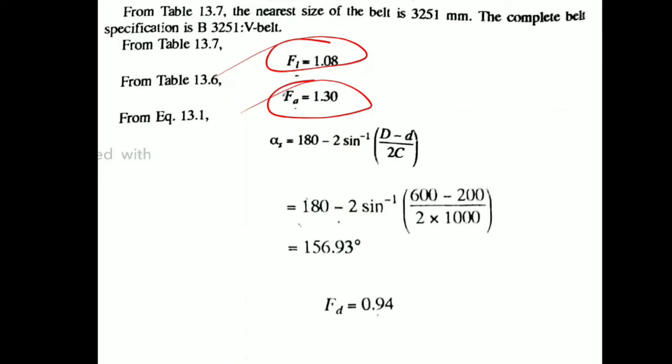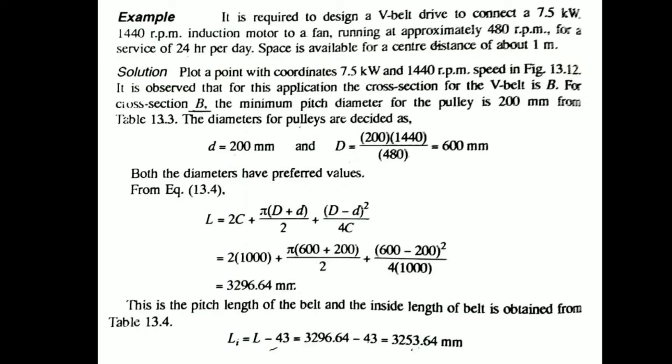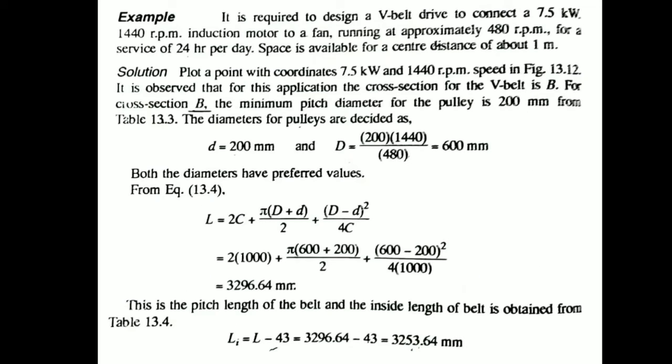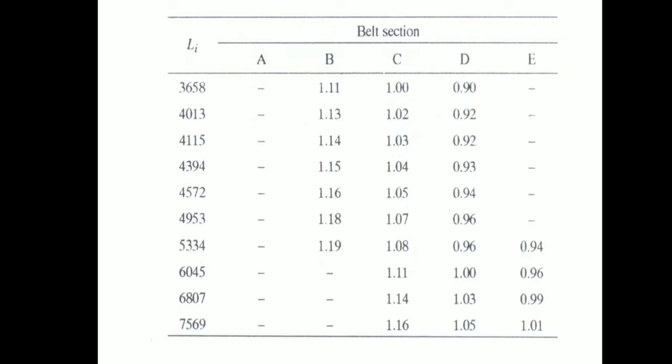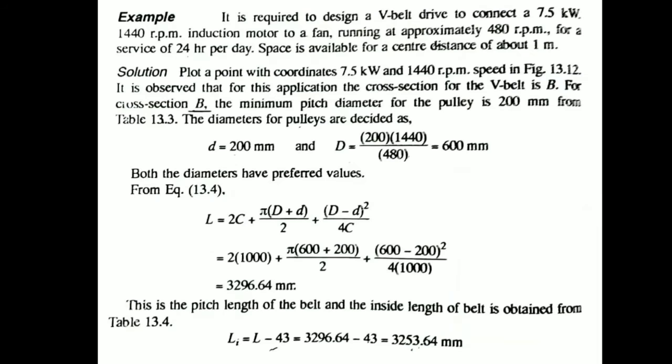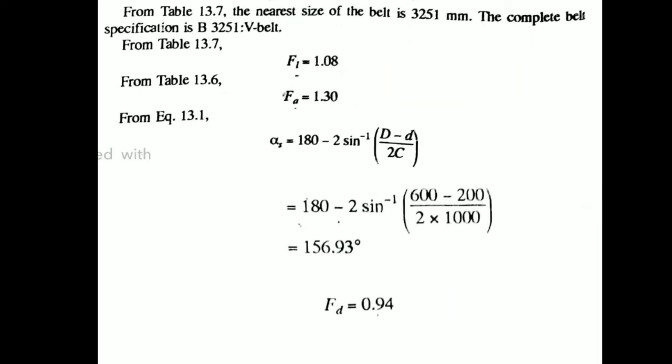Now FA, that is the load correction factor, 1.3. How can we select it? See, as they have mentioned, it is a 7.5 kilowatt induction motor. So I'll go to the application factor. Up to 7.5 kilowatt induction motor is there. So 7.5 kilowatt, and which is working for how many hours? 24 hours. So you just check 24 hours and 7.5, and it will give you 1.3 FA. So I will put the value FA here. See, FA 1.30. Okay, FL and FA selection.